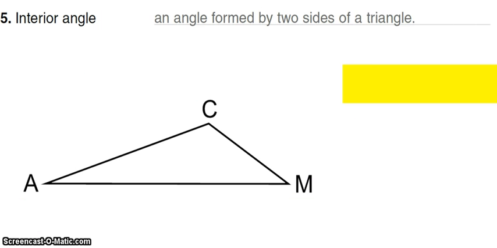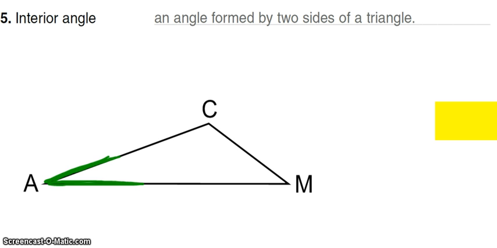Interior angle. It's an angle formed by two sides of a triangle. So when they're talking about interior angle, it's an angle that opens up into the interior. So angle A, what I highlighted there, that will be called an interior angle. And draw your diagrams.